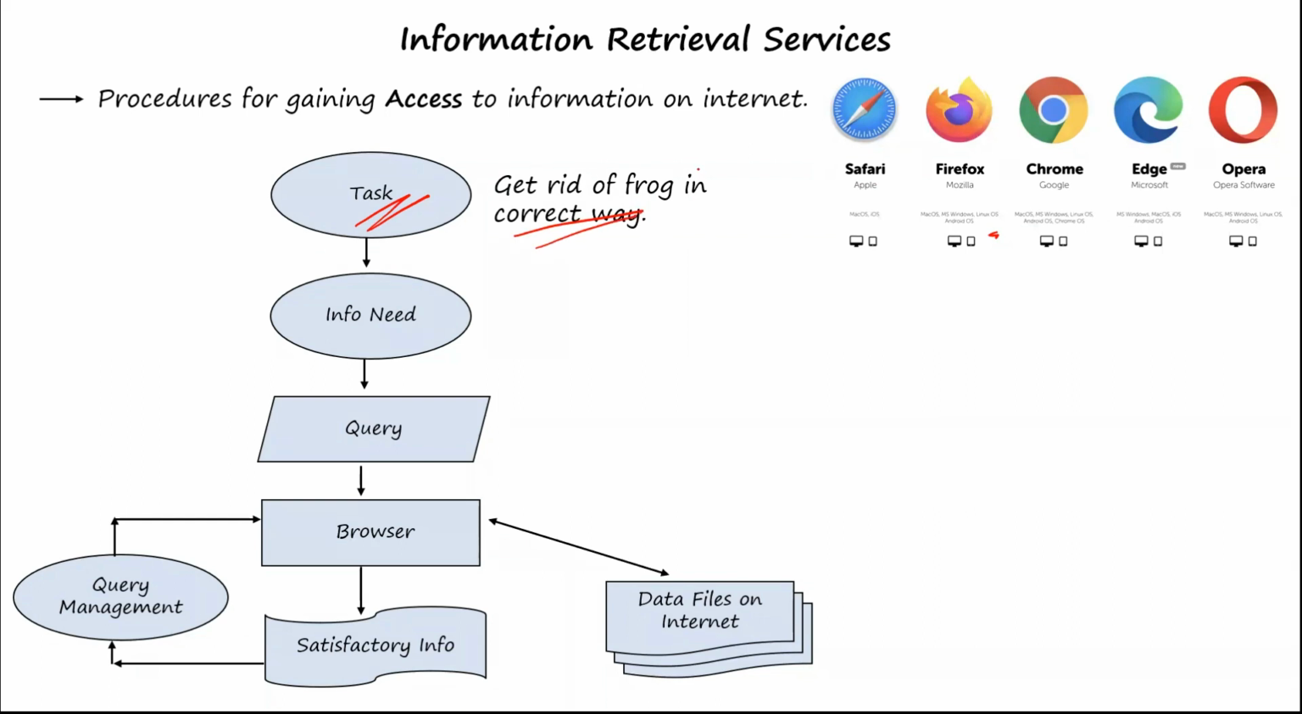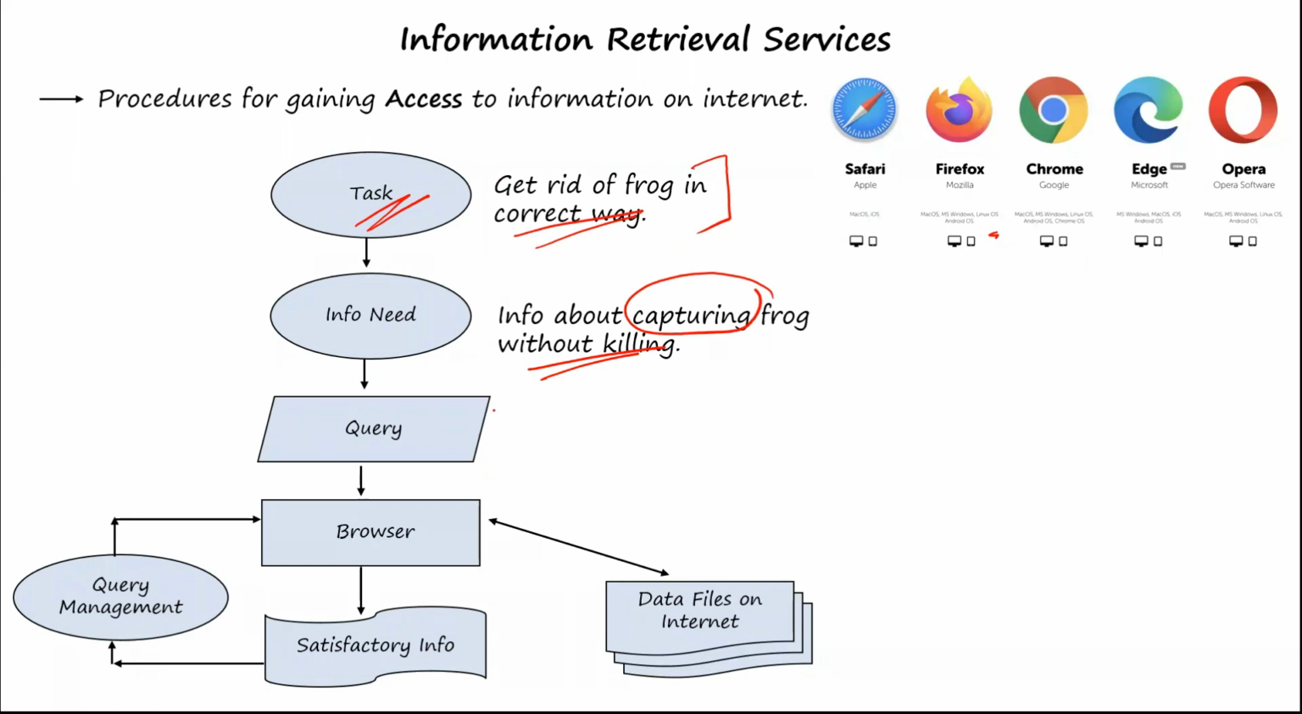Do not harm it, do not kill it, just get rid of it. That's what I want. So what is the information that I'm looking for? The information that I'm looking for is capturing the frog without killing. I don't want to kill a frog. I just want to know how to capture it, how to get rid of it. Because once I capture it, I would be able to get rid of it.